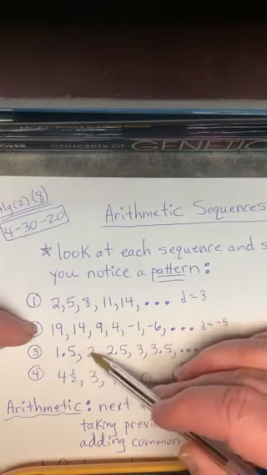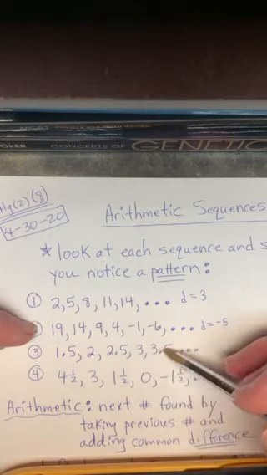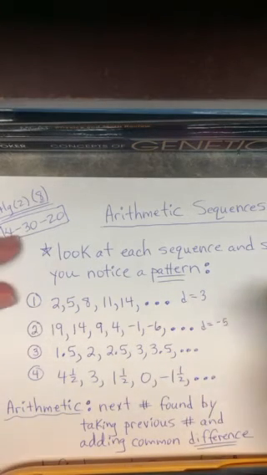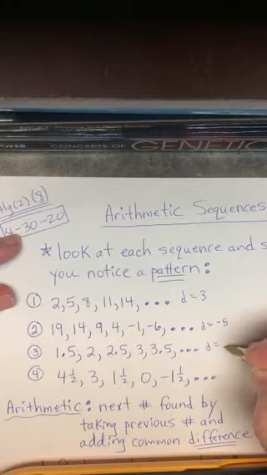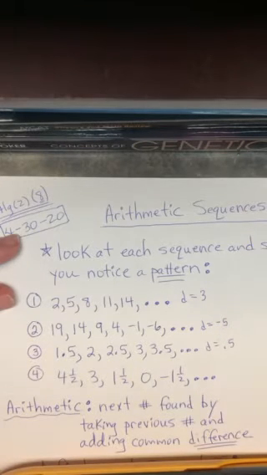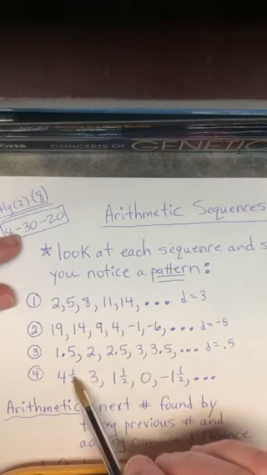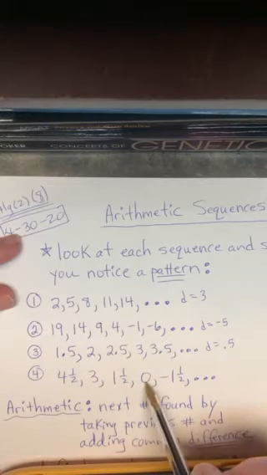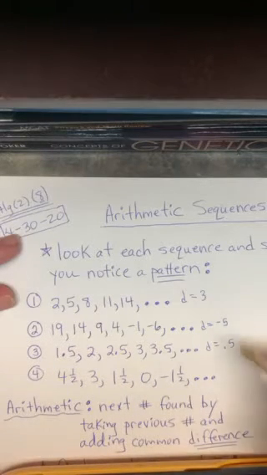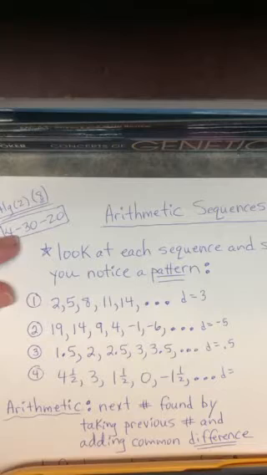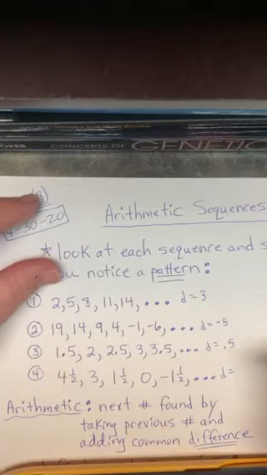Here, the numbers are getting bigger and bigger, but only by what? 0.5 each time? So the difference was 0.5. And finally, number four, the numbers were in descending order. They were getting smaller and smaller. So the common difference had to be a negative number, didn't it? If they're getting smaller, you're adding a negative number each time.